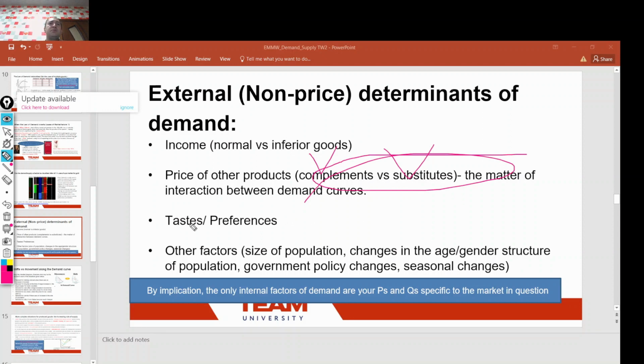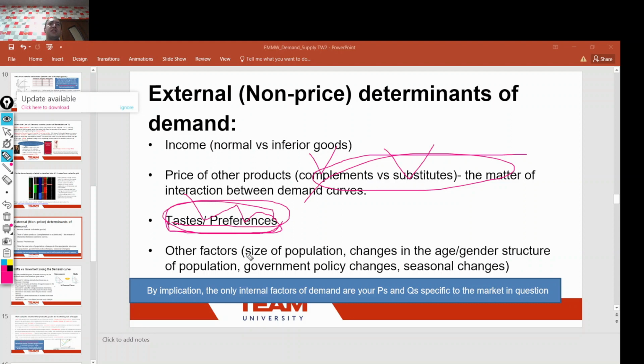Then, of course, tastes and preferences. Things go out of fashion, things enter into vogue, tastes and preferences of consumers. This is something external to the market, right? Consumers come to the market with their own preferences. And if those change, it's an external circumstance shifting, right? Not the internal circumstance of the market, but the external circumstance of consumers, their tastes and preferences.